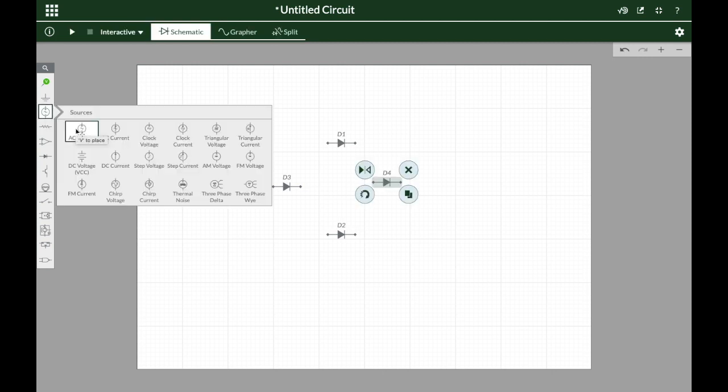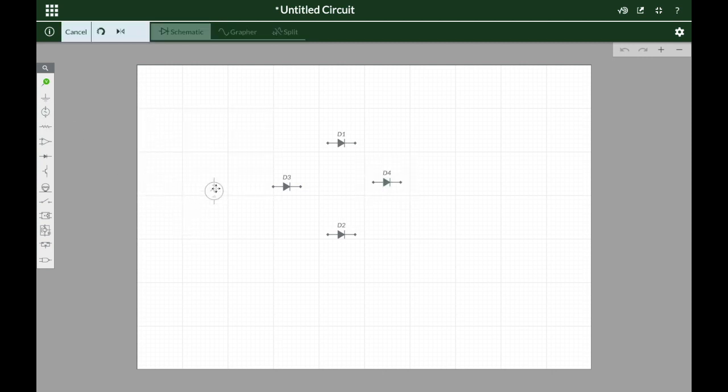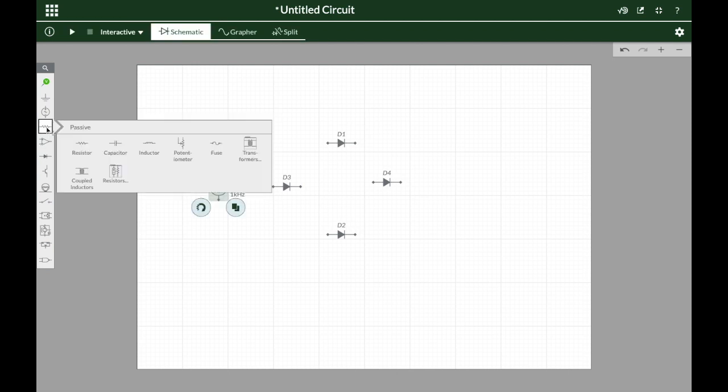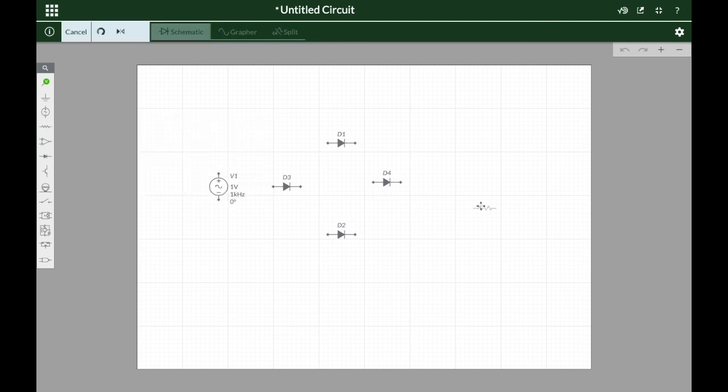Then I need one AC voltage source, one resistor as a load resistance. Now we will start connecting the circuit. The diodes D1 and D2, which are going to be opposite to each other, should be in the same orientation, and they are already in the same orientation.